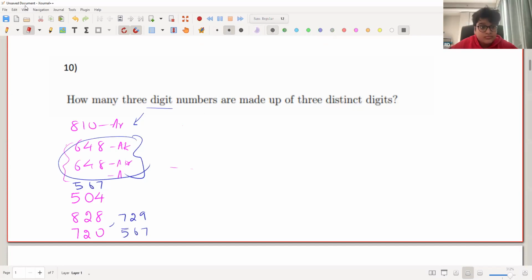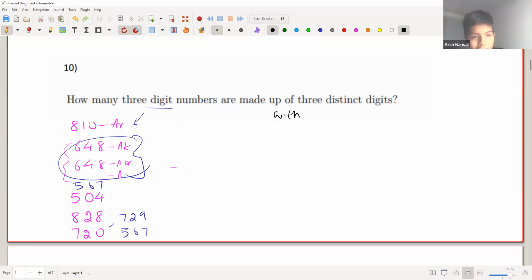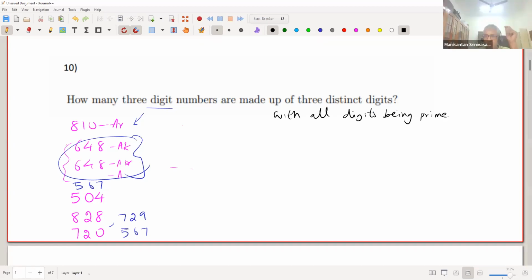And I'll say how many 3-digit numbers are made up of 3 distinct digits. Like there are 900 3-digit numbers, not 999. 100 to 999. Oh, yeah. Yeah, 100 to 999. The difference is 899.